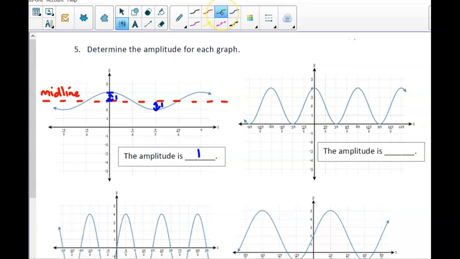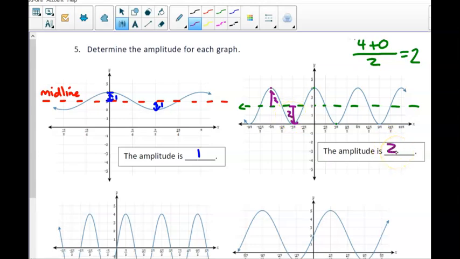The second problem, the top is 4 and the bottom is 0. So halfway between 4 and 0 is 2. So this would be the midline. If you want another way of doing that, then take the number at the top, take the number at the bottom, add the 2 together and divide that by 2, and get the average of those 2 numbers. And the average of those 2 numbers is where the midline is going to be. So the amplitude from the midline up is 2, from the midline down is also 2, so the amplitude in the second problem is 2.